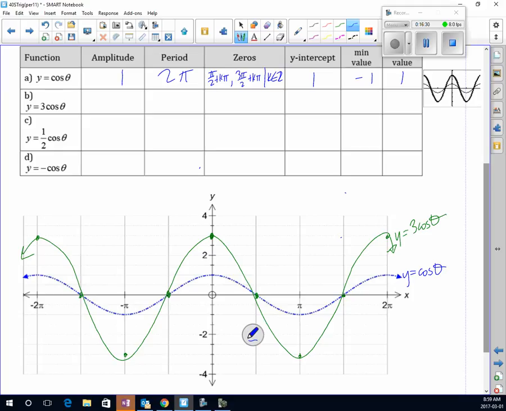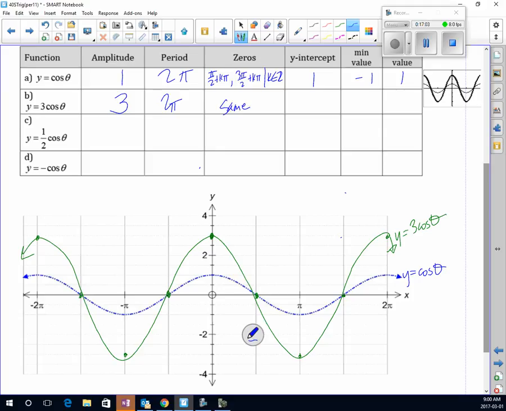Yes? Okay, so now the amplitude is affecting the vertical stretch, or the vertical stretch is affecting the amplitude. Do you see the amplitude is now 3 times the height? Yes? Does it affect the period? Period is how long this is. Does a vertical stretch affect the length of the period? No, so it's still going to be 2 pi. So that means my zeros are going to be the same.